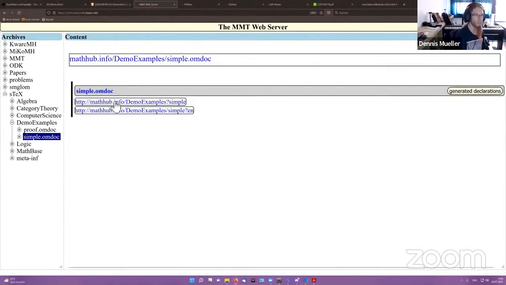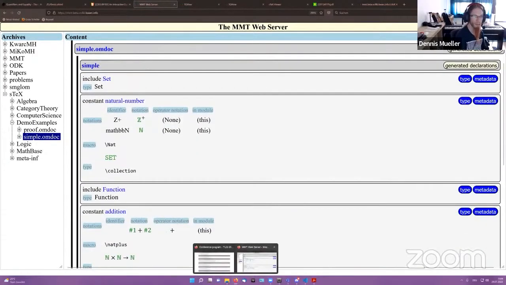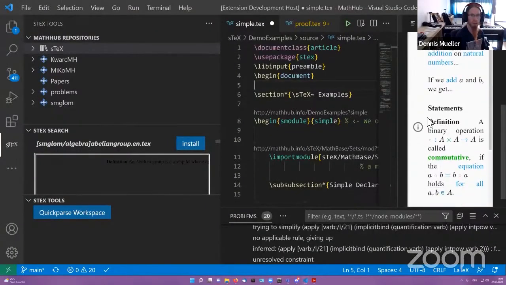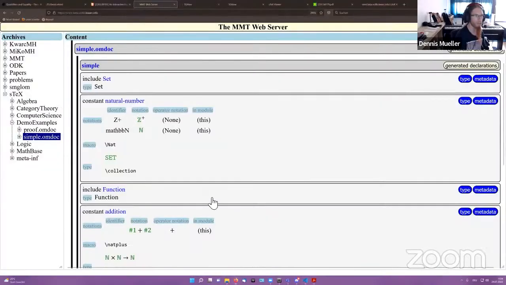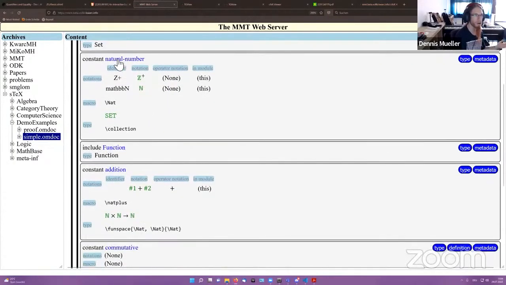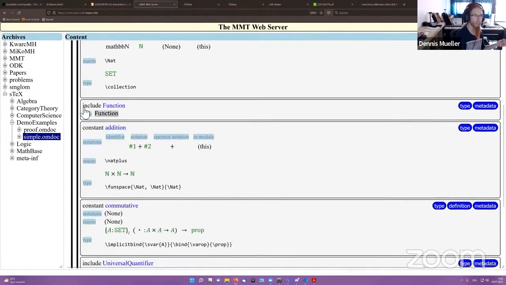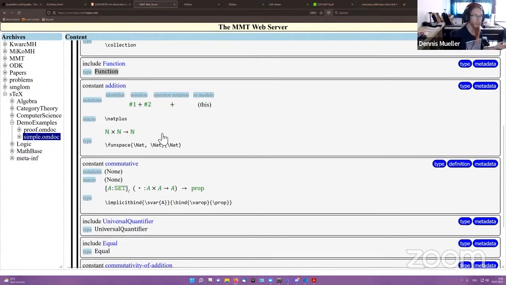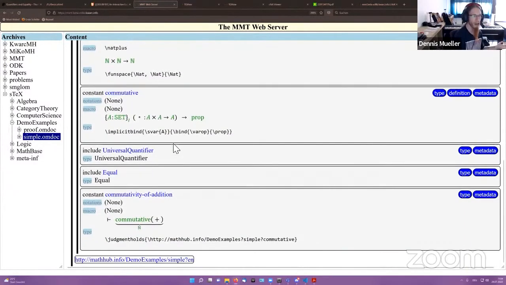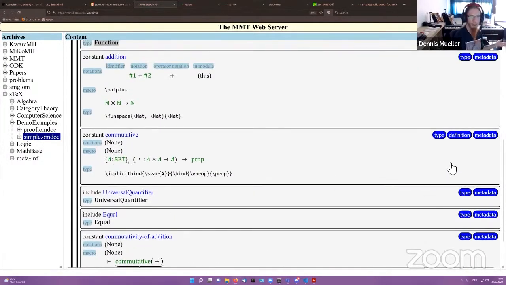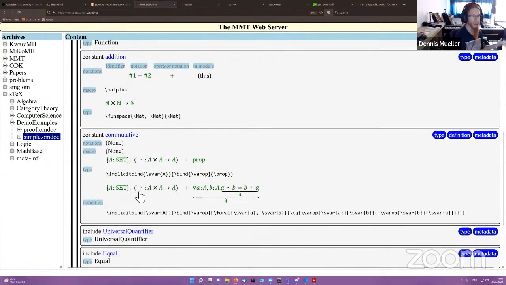Here is what the MMT server or the MMT system does with this document that I've shown you earlier. So after you convert it to HTML, MMT will just extract all of the declarations and then show you all of the information. Right, so it now knows natural number, it knows addition, it knows that I've included a module for using functions, and it can even do type inference. So when I wrote somewhere where I defined commutativity as, okay, it takes an operation and returns the proposition for all A, for all B, A circle B equals B circle A. It has also inferred the type and has realized, oh yeah, this is an operation that takes an operation and returns a proposition.